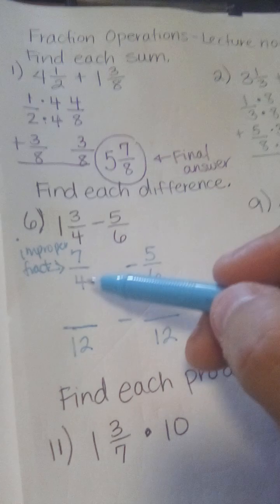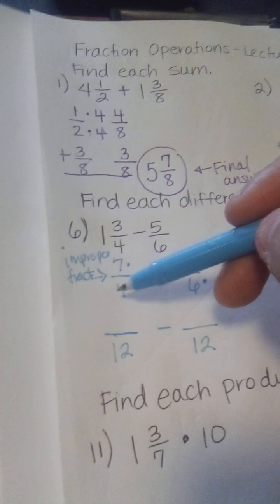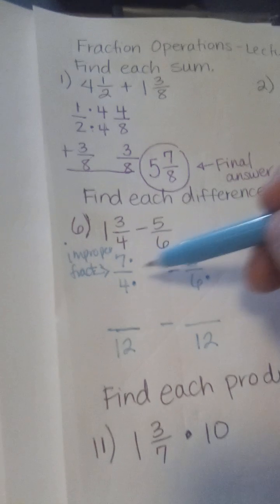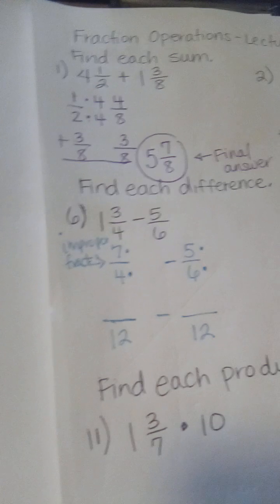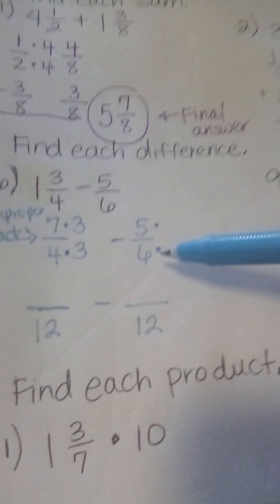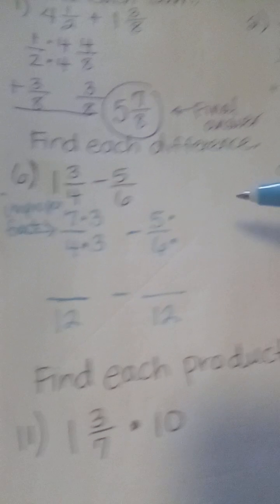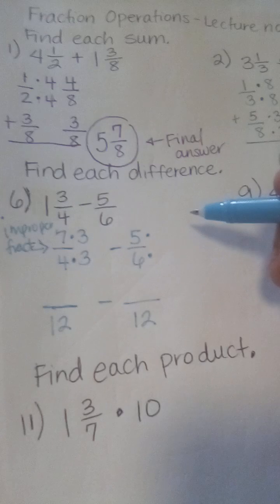Now we have to find what number to multiply both the numerator and the denominator by, okay? Let's do this first part. 4 times what number gives us 12? 3, right? And same thing: 6 times what number gives us 12? I believe it's 2.